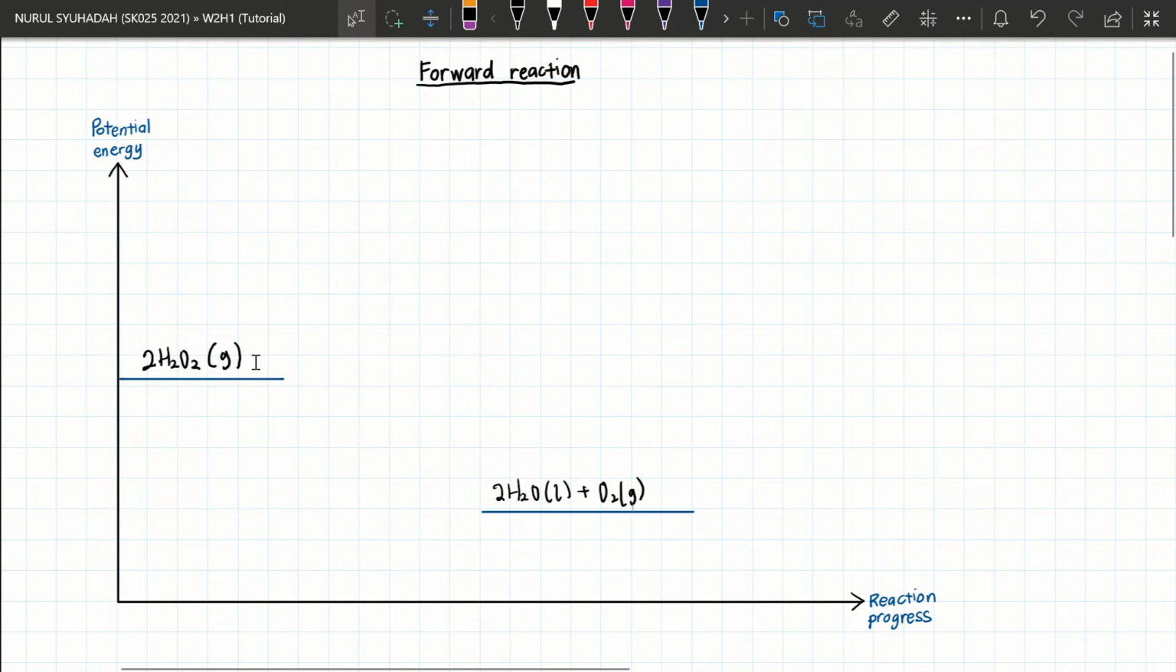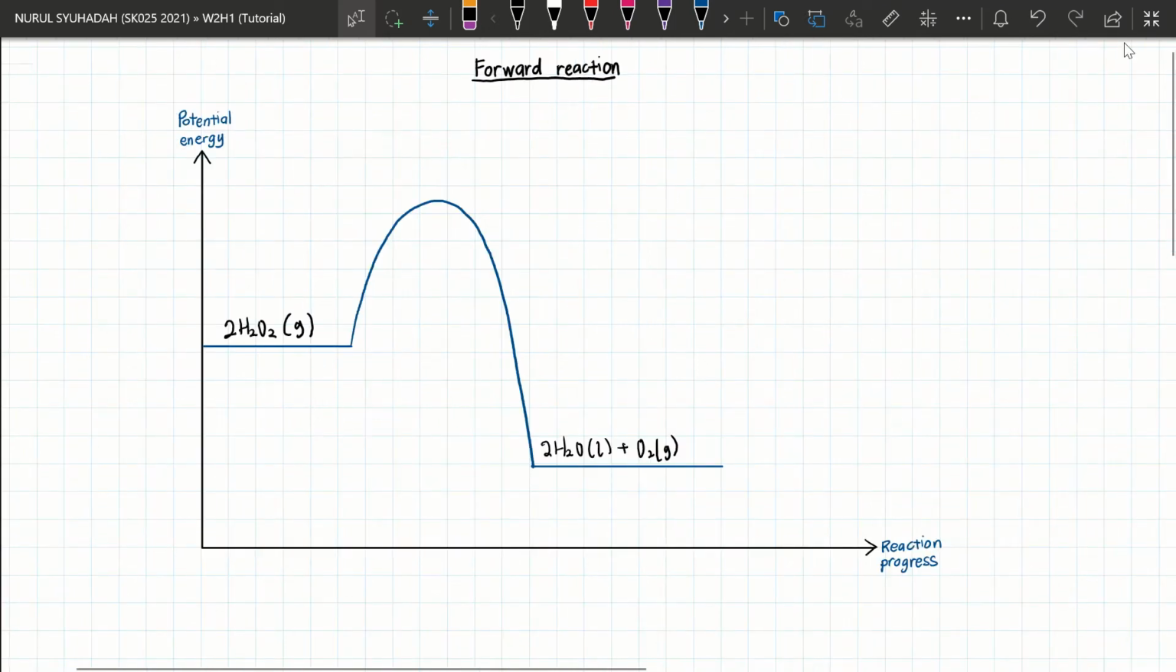Okay, after that, we're going to draw the curve here and then we're going to label our activated complex. So I already drew my curve here. Now the next step is to label the activated complex. It will be at the peak over here, so I will label it as activated complex.